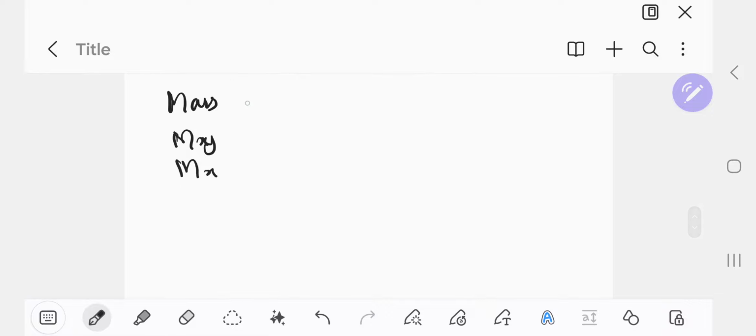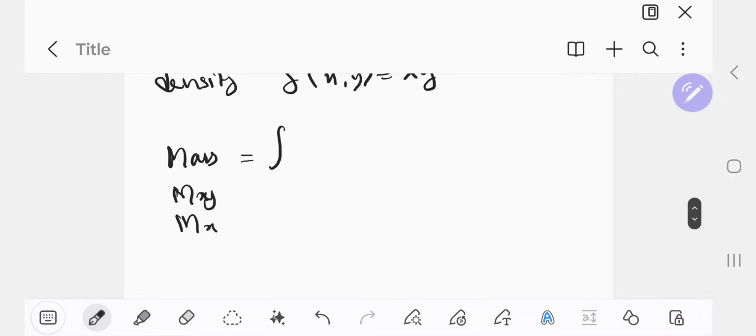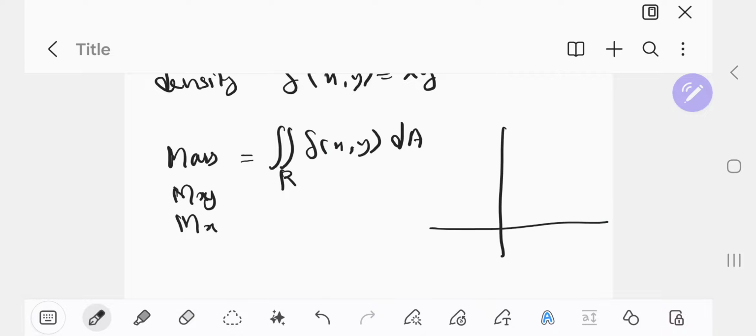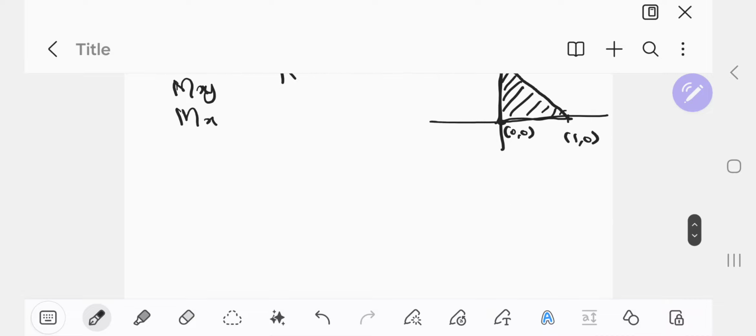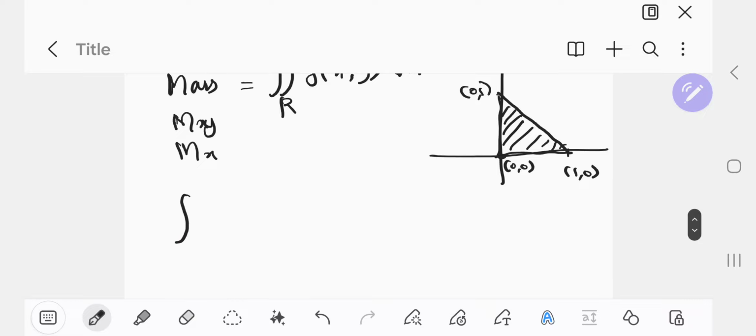In order to find mass, it is the double integral over R of delta of xy dA. Now what is this region R? It is a triangular region with the vertices (0, 0), (1, 0) and (0, 1). Then mass will be the double integral over R of delta of xy dA.